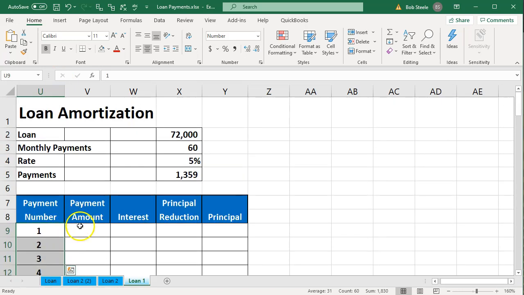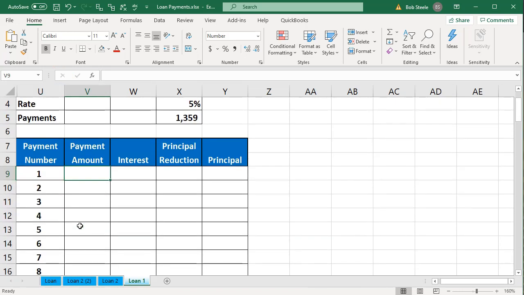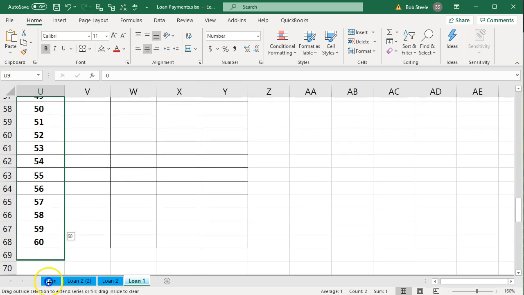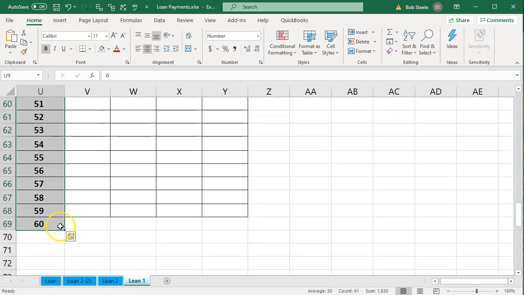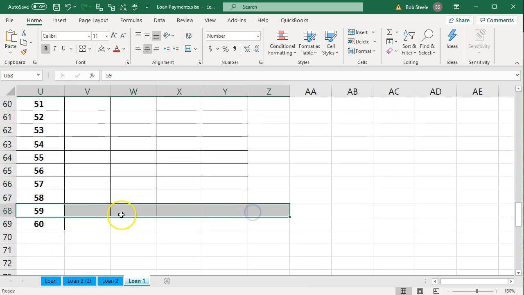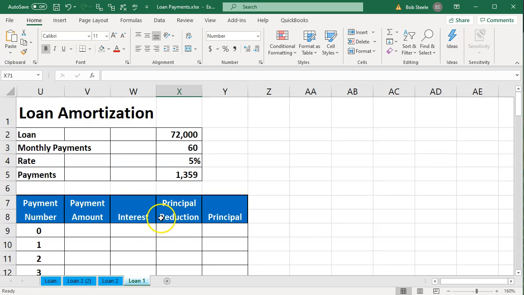Then we're going to have the payment amount, and actually, sometimes I like to start at 0 here. I'm going to start it at 0, and then 1, and then we'll bring it all the way down to 60 payments from there. We're going to bring this down like so. All right, let's go back up top.